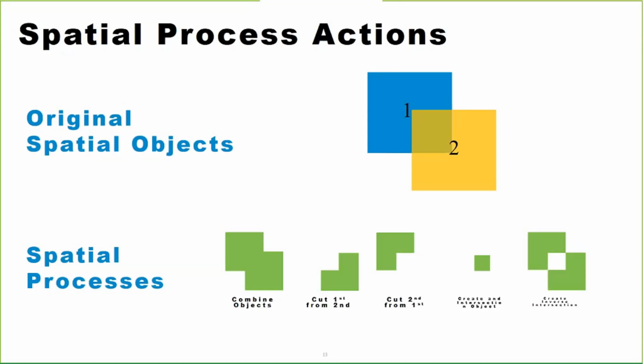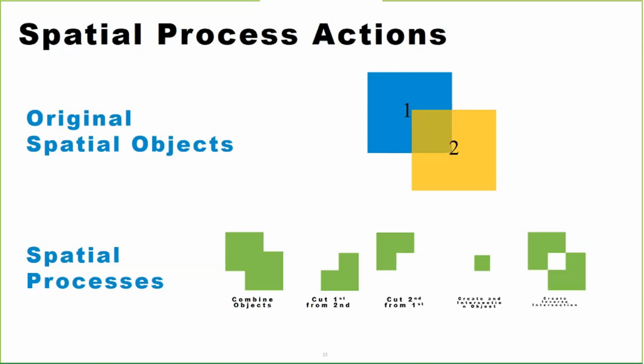When we combine objects, let's take a look at our original spatial object. We have a blue square and a yellow square, some of which overlap. When we say we want to combine these spatial objects, we're essentially putting them all together. We're saying add spatial object 1 plus spatial object number 2 to output the combination of those two spatial objects.